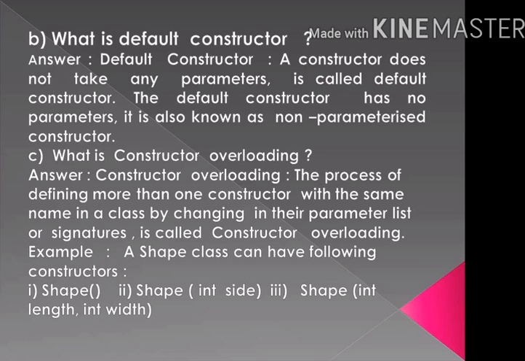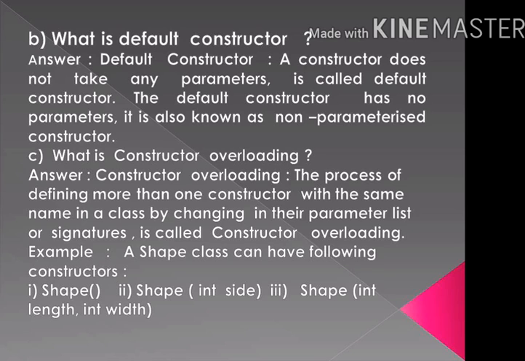Question B: What is a default constructor? Answer: A constructor that does not take any parameters is called a default constructor. The default constructor has no parameters, so it is also known as a non-parameterized constructor. Question C: What is constructor overloading? Answer: The process of defining more than one constructor with the same name in a class by changing their parameter list or signatures is called constructor overloading.